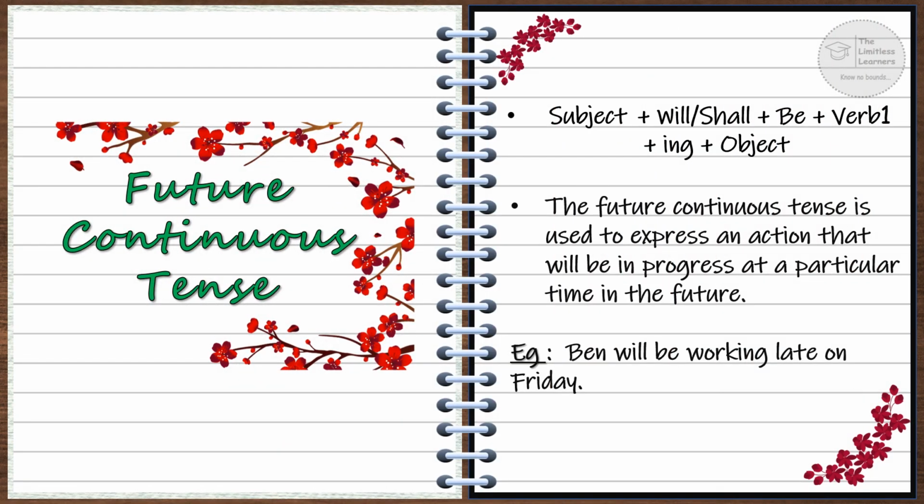2. Future continuous tense. Subject plus will, shall plus be plus verb first form plus ing plus object. This tense is used to express an action that will be in progress at a particular time in the future. Example: Ben will be working late on Friday.